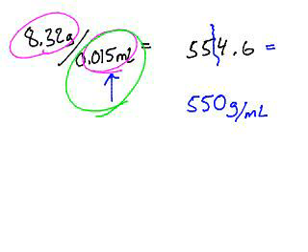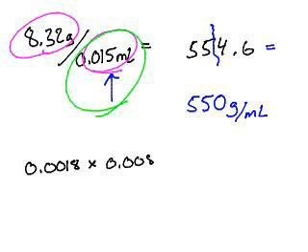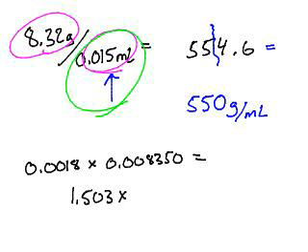So what if I have 0.0018 times 0.008350? I don't know what this is, but we'll do this. So what does your calculator say the answer is? Somebody. 1.503 to negative what? 5.